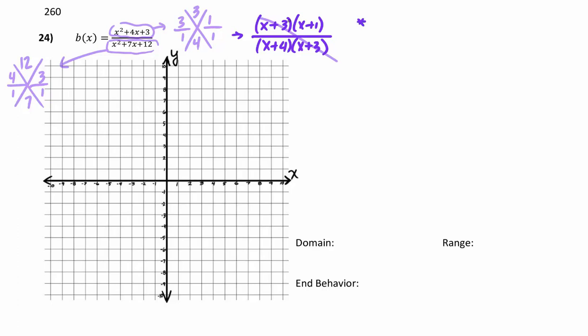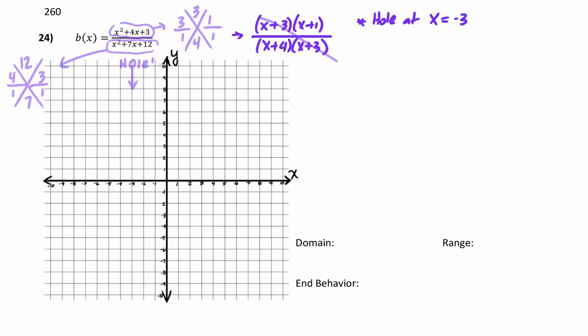I look for holes. In the act of canceling those two factors out, I am creating a hole at the x value that would make that 0, so at x equals -3. And usually I will take that and I'll put it somewhere on my graph. That way I remember to not fall in my hole. So there's a hole somewhere along this like vertical strip of the graph.